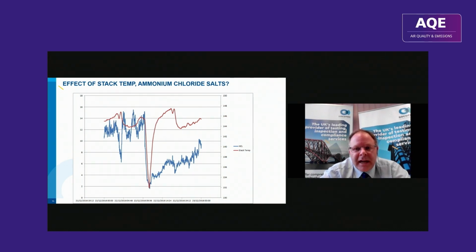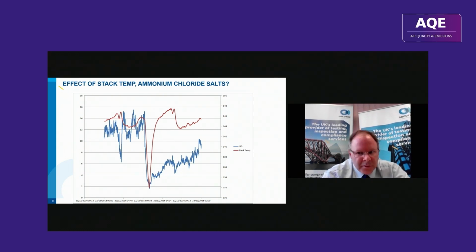So in the trend that you're looking at here, you can see a shift in stack temperature, which occurred at the same time as an HCl shift. Now, it's possible that whatever caused the shift in stack temperature, which has gone from around 145 degrees down to about 132 at its lowest point there, and whatever caused that shift in the process stack temperature may have also caused a drop in HCl emissions.